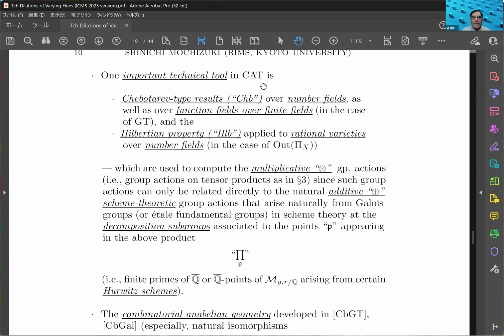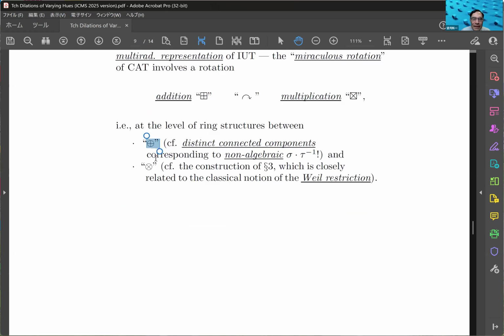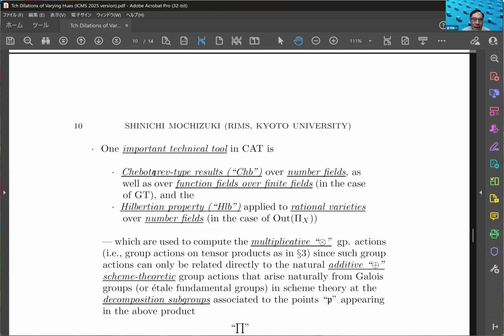So one important technical tool in CAT is the use of Chebotarev type results, both over number fields and over function fields over number fields in the case of GT. So GT uses both types of Chebotarev, whereas the MGR case uses the Hilbertian property applied to rational varieties over number fields. And the reason why these results play an important role in CAT is that one wants, again, to compute these tensor product group actions in terms of the direct sum group actions.